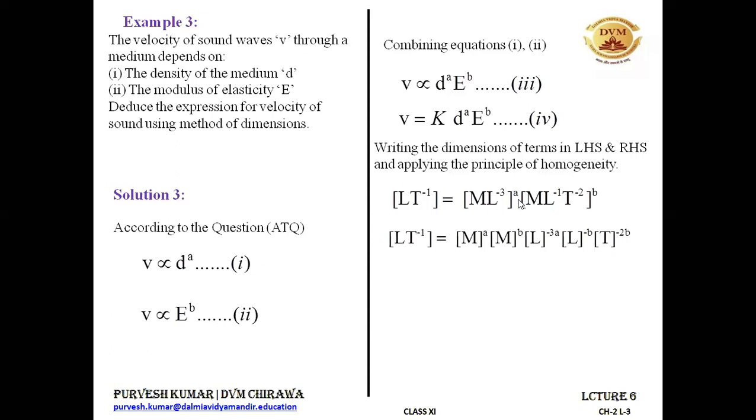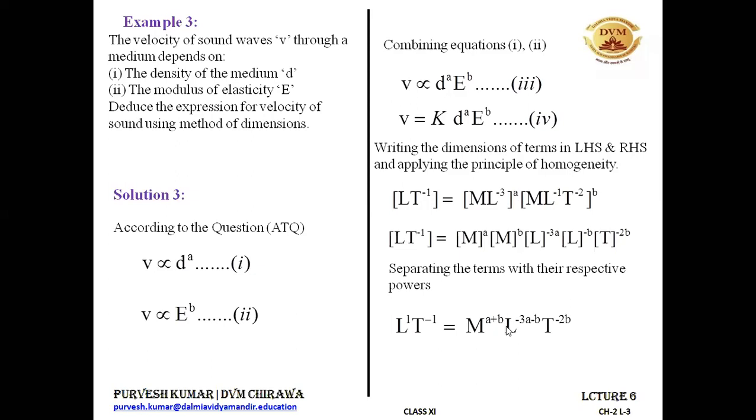Now, since the bases are the same and the powers are different, we can easily add them. That's what we have learned in algebra. So M is having power A plus B. L is having power minus 3A minus B. And T is having power minus 2B. Separating the terms with the respective power, you can write it like this. In the left hand side, L is having power 1 and T is having power minus 1. Towards the right hand side, M is having power A plus B, L is having power minus 3A minus B, and T is having power minus 2B. I hope it is clear.